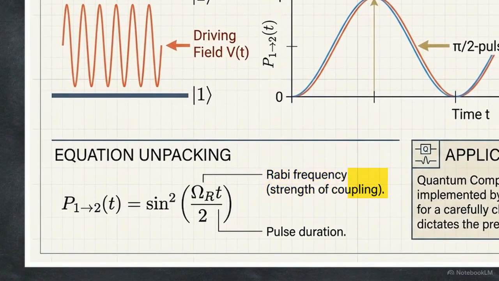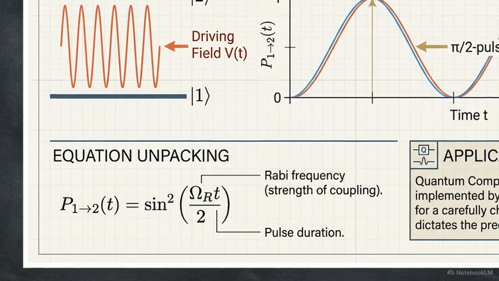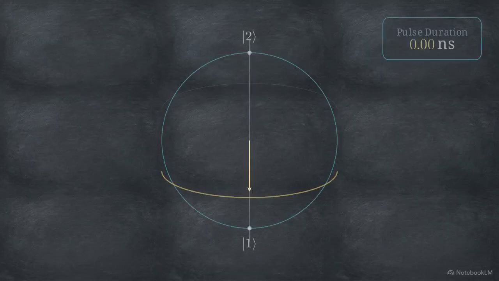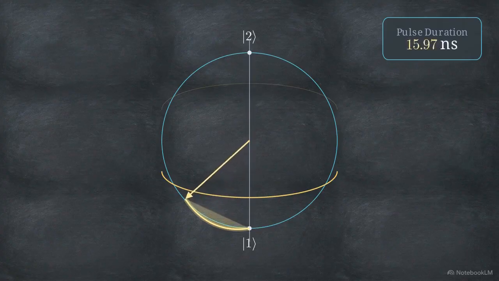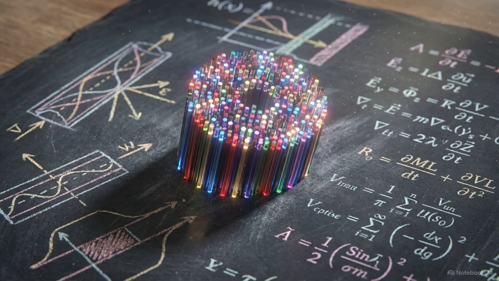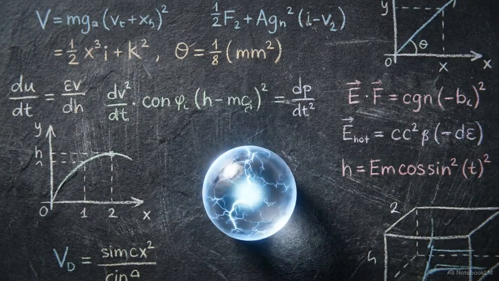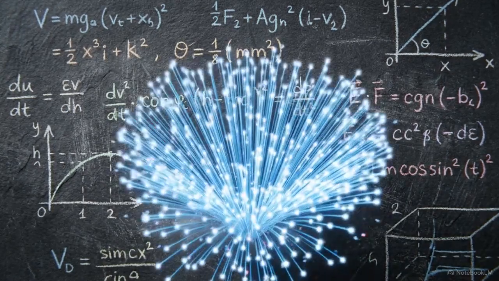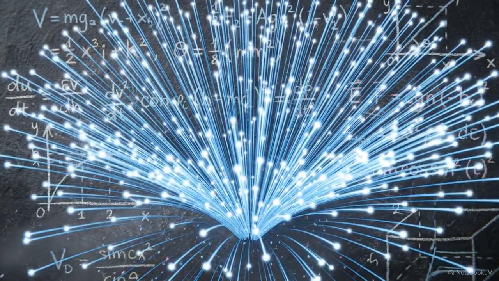Engineers use precise bursts. A pi pulse stops at the peak for full transfer, while a pi over 2 pulse creates equal superposition. Determining the exact duration of these pulses using the Rabi formula is how a single qubit gate is physically implemented. Discrete two-level models have limitations. In many devices, an initial state interacts with a massive number of final states. An electron can be ejected into free space or promoted into a broad semiconductor conduction band. In these cases, final states form a continuum.